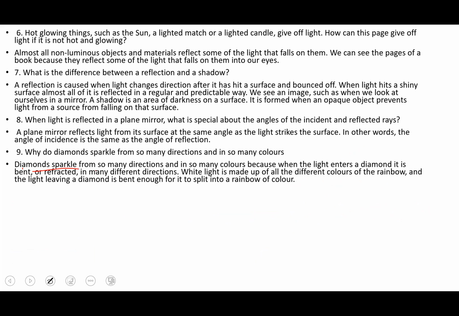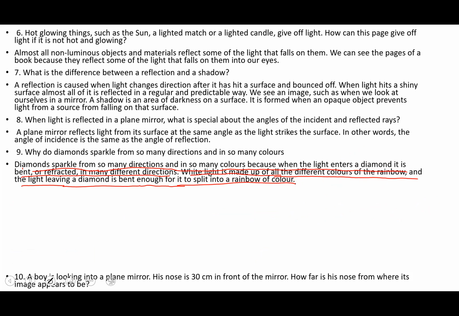Diamond sparkle forms in so many directions and so many colors because when the light enters the diamond, it is bent or reflected in many different directions. The white light is made up of all the different colors of the rainbow, and the light leaving the diamond is bent through it to split into the rainbow of colors.